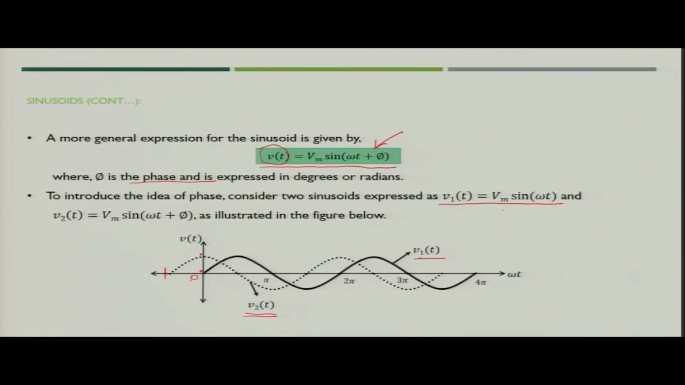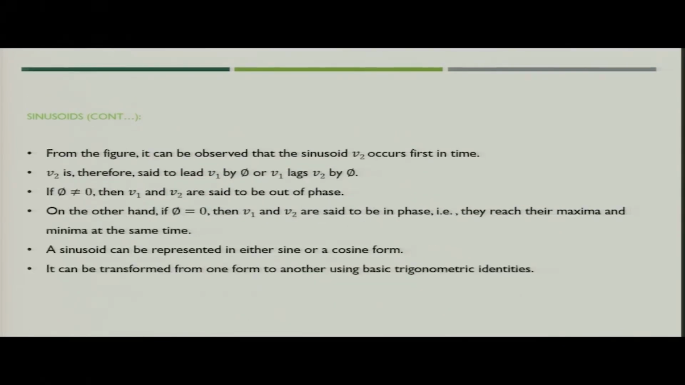So, what we can say is that the angle phi is giving some leading edge to the voltage V2, and that is called our phase angle. So, what we can observe is V2 is leading V1 by angle phi, or we can say V1 lags V2 by phi.